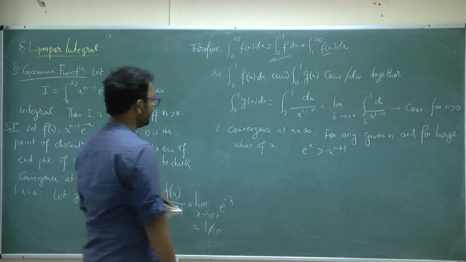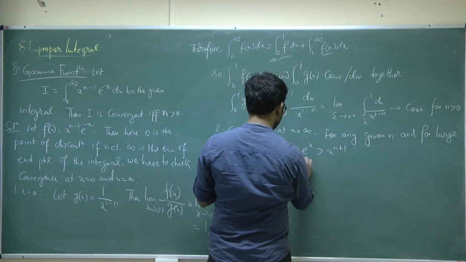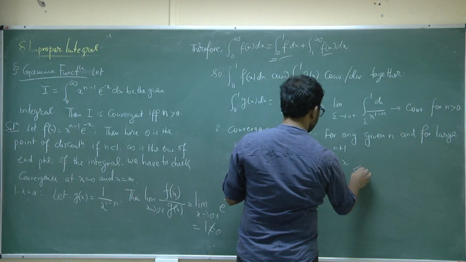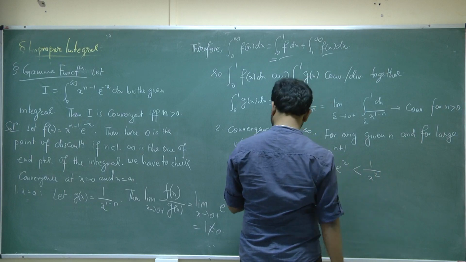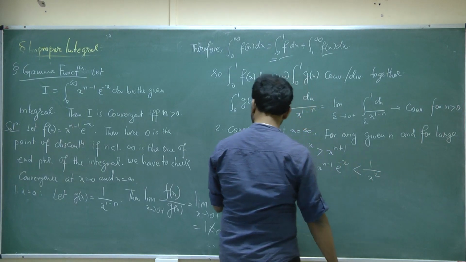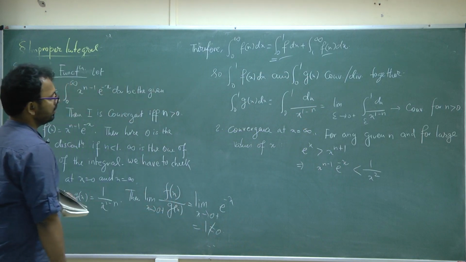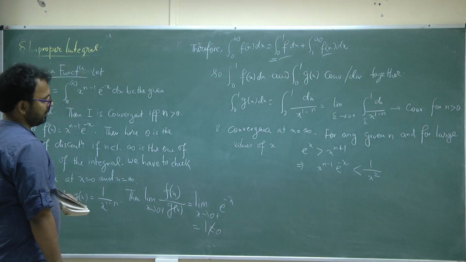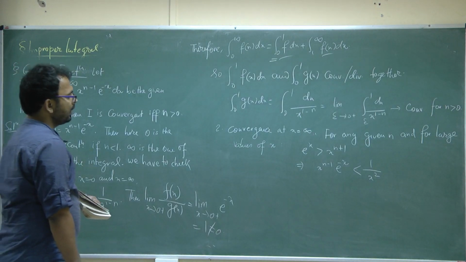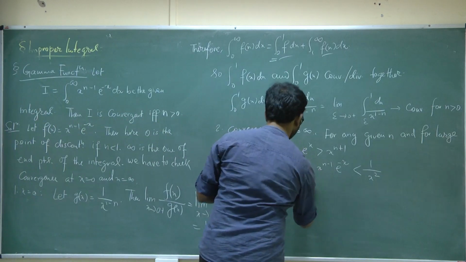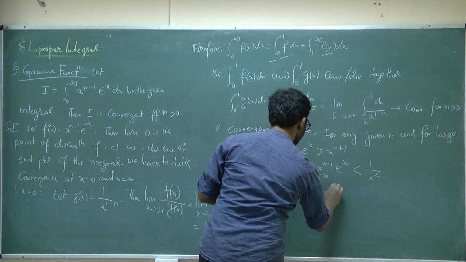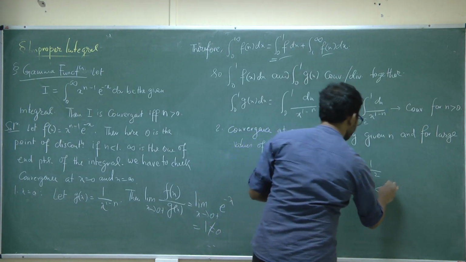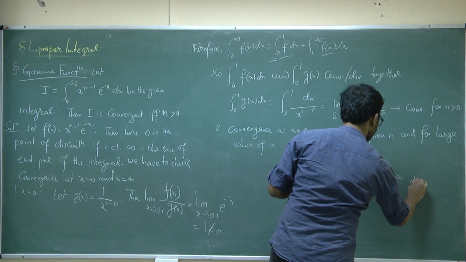So this inequality is true, and therefore this can be written as x to the power n minus 1 e to the power x is less than 1 by x square. This can be written as x to the power n minus 1 e to the power minus x, yes, less than 1 by x square, exactly. Now I can take the integral on both sides, from 1 to infinity, x to the power n minus 1 e to the power minus x dx, and this is the integral from 1 to infinity dx by x square.